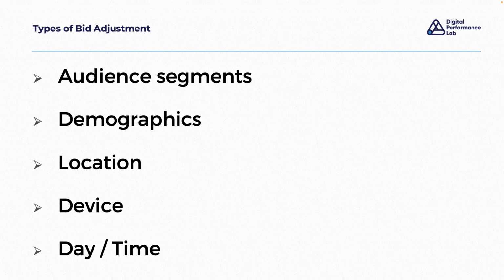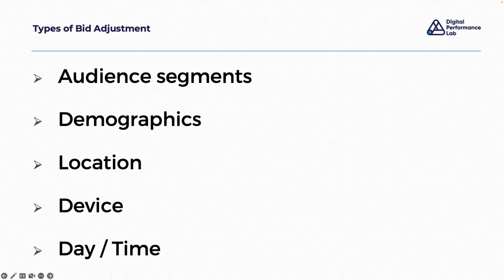Demographics allows you to add bid adjustments based on things like gender and age range. Location allows you to add bid adjustments to specific locations. For example, if you're targeting a whole country, you may wish to increase bids within certain city locations. Device allows you to add bid adjustments based on the device type being used.